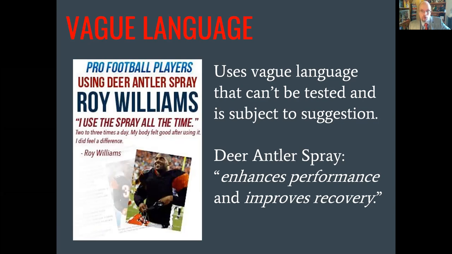Because if you make false medical claims, you can be sued, right? "Enhances performance and improves recovery" is so vague it can't really be tested, which means you can't be sued for saying it doesn't do the thing you're claiming, because you're really not claiming it does anything specific. They'd get in trouble if you could test it and see that it doesn't do that thing, so they couldn't claim that anymore. So they make these vaguer claims so they can't be sued.